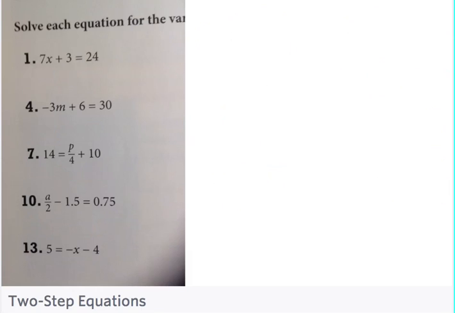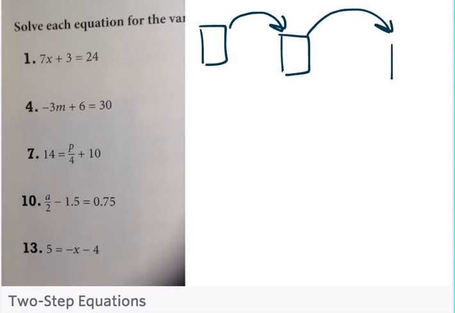And then finally, looking at number 13, you might be surprised to find the first thing that happened to the number is that it was multiplied by -1. If there's just a negative in front of the variable, it was multiplied by -1. And then 4 was taken away from it, and it became 5.